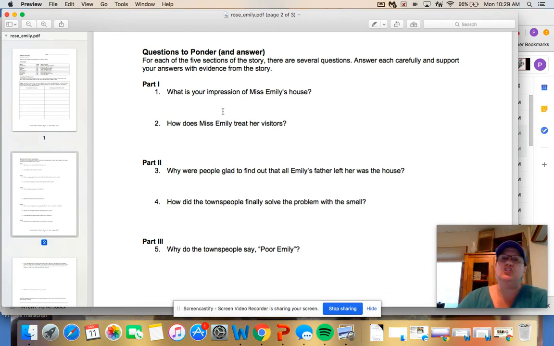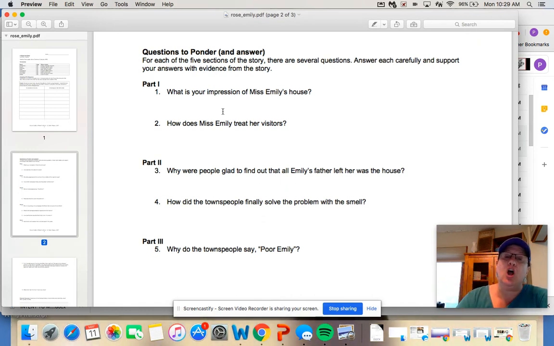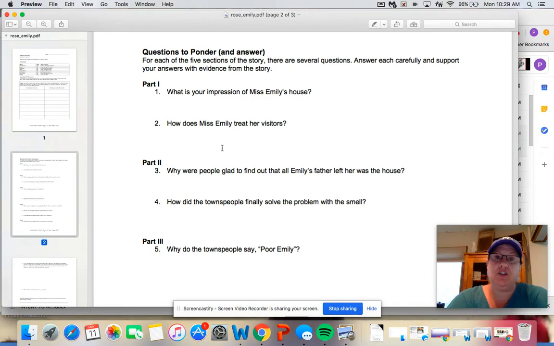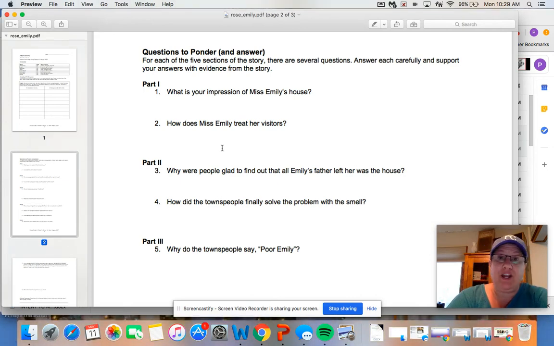Part 1, what is your impression of Emily's house? Don't just say, oh, it's run down. I need to know why you think it's run down. Where does it say that in the story? If you don't put that, that is 0 points. How does Miss Emily treat her visitors? How do you know? List it from evidence in the story. If you don't put evidence from the story, guess how many points you get for that? That's right, a goose egg.